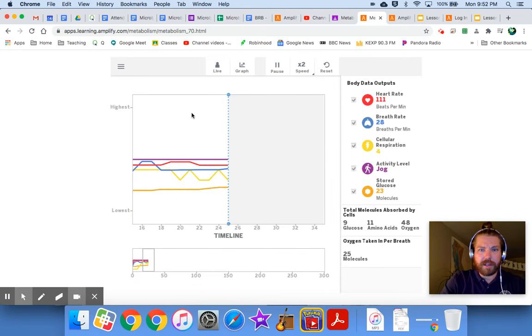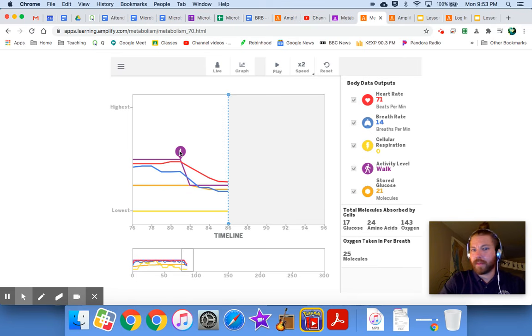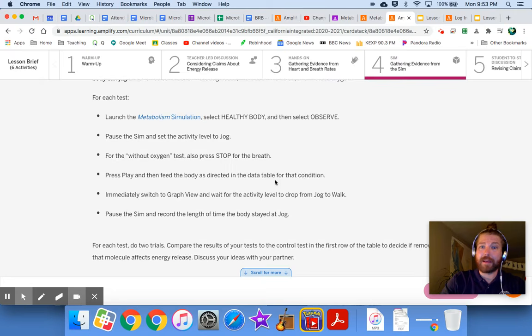Right. Let's see. Activity level, jog. You're jogging. They're still jogging. Look at all these units of time. Oh, look at that. Boom. They went from jogging, see, activity level is that purple line there, from jogging. In fact, we can go ahead and get rid of all of those so it's easy to see. From jogging to walking, it looks like it happened at 81 units of time. That's what I would put in my data table.